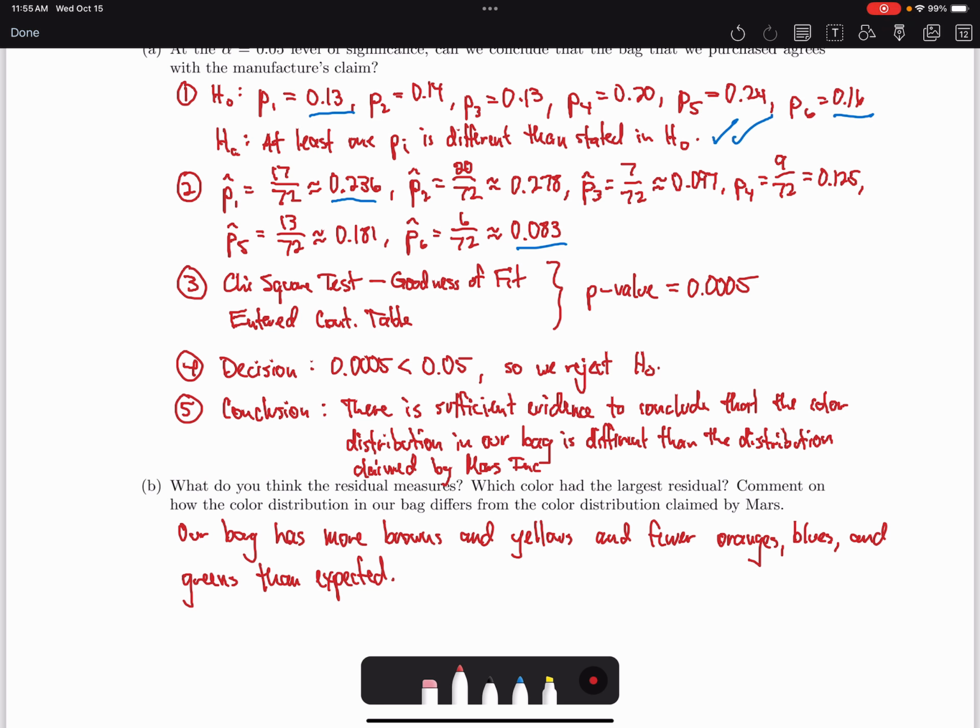Well, I guess we didn't really answer the first question though, right? What do you think the residual measures? We said it in words, but we didn't write it down. I don't think I am going to write it down, but let me just reiterate it again, and maybe you can write it down in your notes, right? What do you think the residual measures? The residual is the difference between what we observed and what we expected. It's observed minus expected. Okay, residual equals observed minus expected. Which color had the largest residual? That was brown, right? Brown, or no, I'm sorry, it was yellow. Yellow had the largest residual. It had a residual of 10.